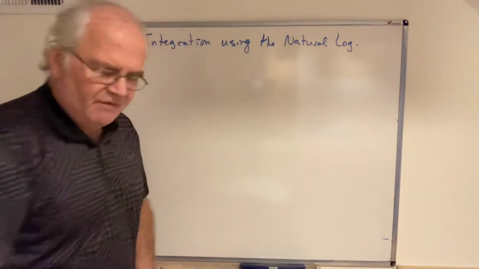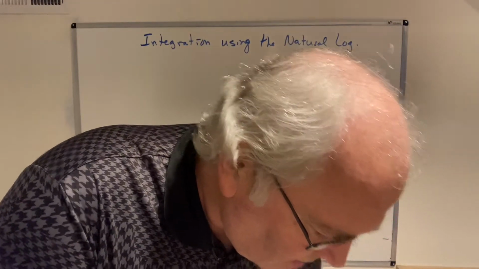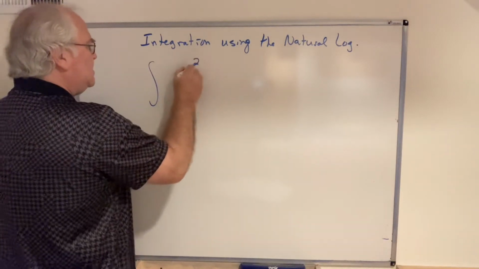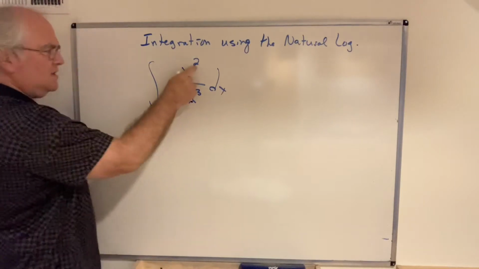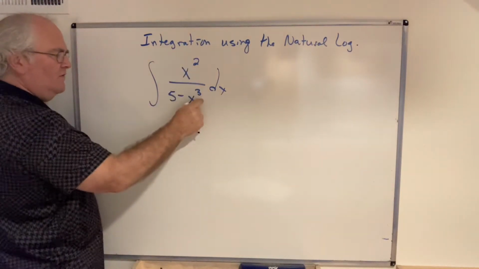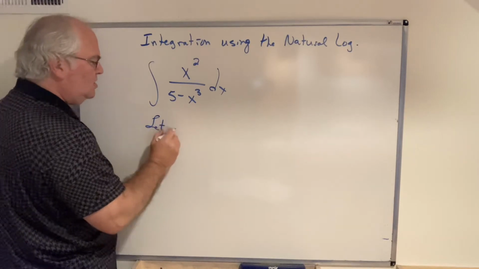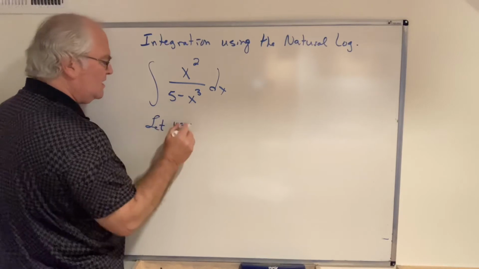All right, so what do I have? I have my little example here: the antiderivative of x to the second over 5 minus x to the third dx. Notice the degree of the numerator is 2 and the degree of the denominator is 3. This looks like it might fall to our let u equal the entire denominator, not just this piece, the entire denominator.